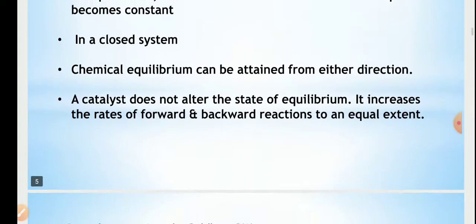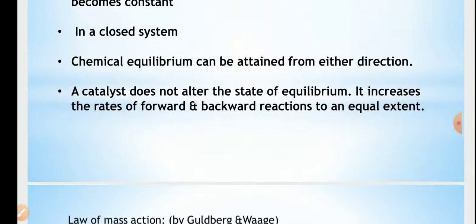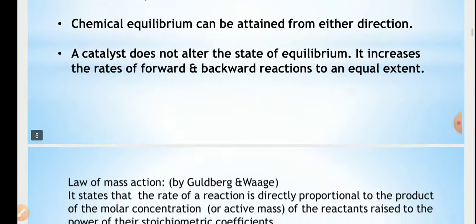So chemical equilibrium can be attained from either direction. Yes, obviously, both sides are important. Here, a catalyst cannot alter the chemical equilibrium, but it can enhance or decrease the rate of the reaction. Ultimately it has no role in equilibrium.